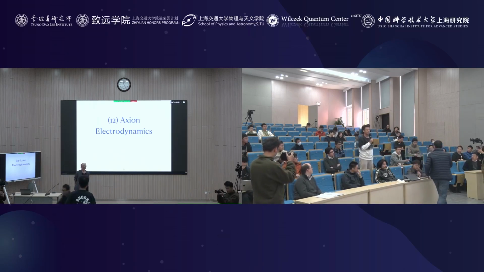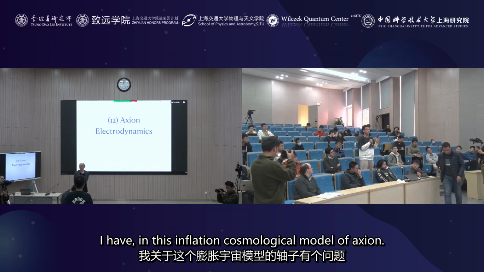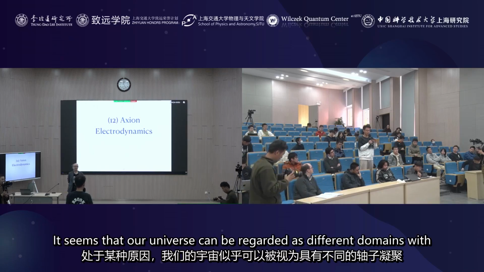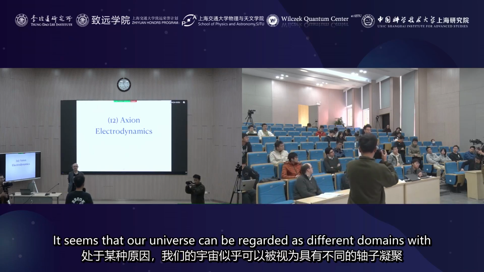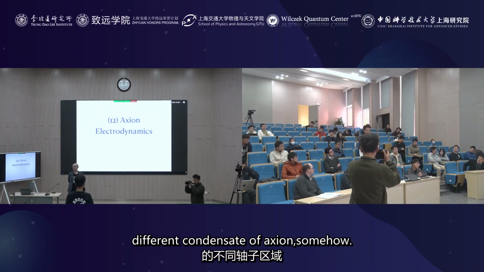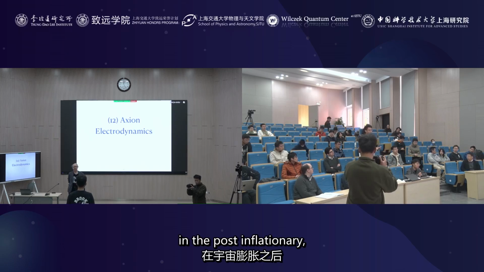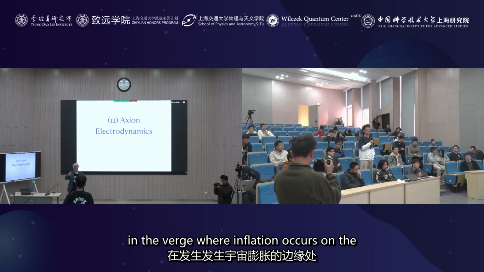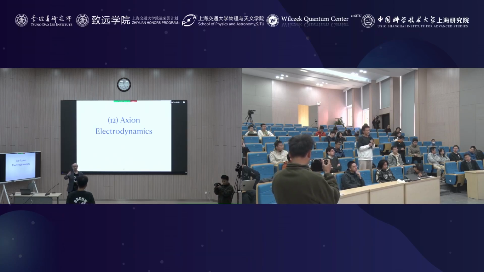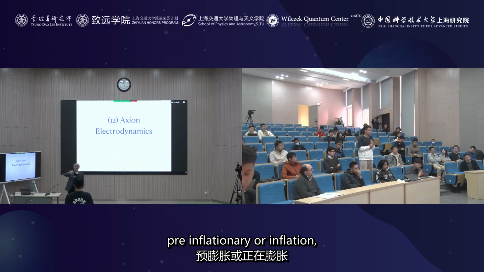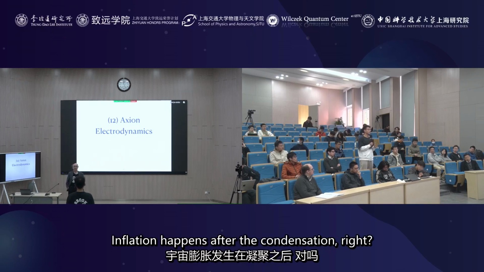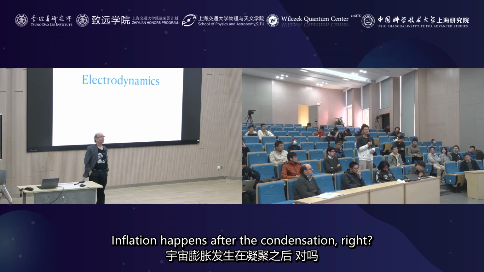Hi, Frank. In your inflation cosmological model of axion, it seems that our universe can be regarded as different domains with different condensate of axion somehow. In the post-inflationary version, or in the version where inflation occurs on the pre-inflationary, where inflation comes after the condensation. Is that what you're referring to? Inflation happens after the condensation. Right. Oh, I see.